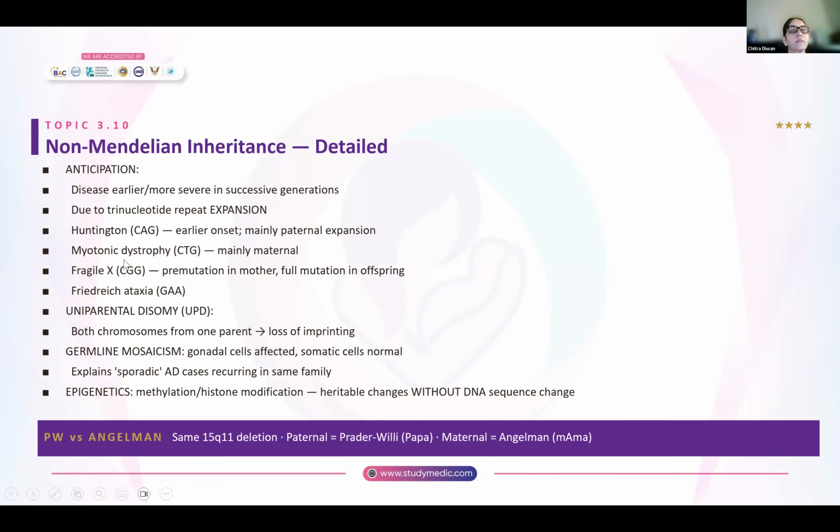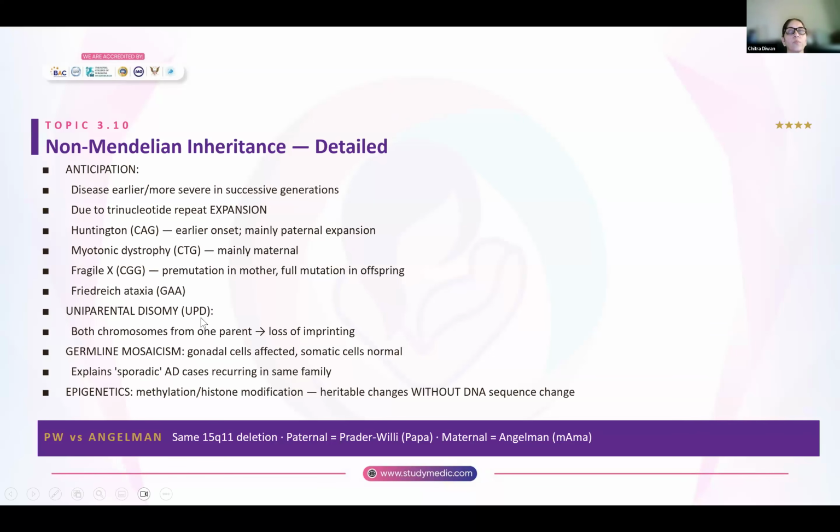For Fragile X, the trinucleotide that gets repeated is CGG. The premutation is there in the mother, but full expression you will see in the offspring. So successive offspring, from the parent to the children and then from the children again, by the third or fourth generation you will see more severe disease. Even Friedreich's ataxia is a type of anticipation, in which the trinucleotide that is repeated is GAA.